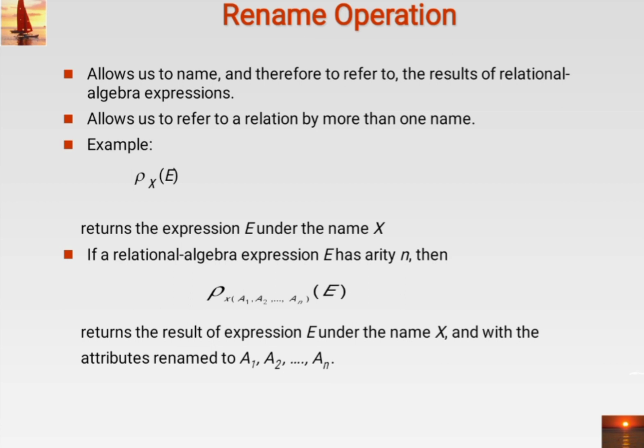It is indicated by rho of X. Generally we write it like this in relational algebra. You can see this rho of X of E means whatever rename operation we want to do. The example has been given. Suppose I am writing here, I want to rename this E operation, so I can use the instances A1, A2 up to AN. Whatever number of instances you want to use, you can use.